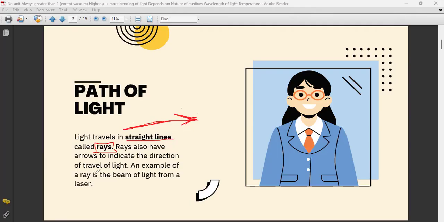An example of a ray is the beam of light from a laser. Laser is an example where we can see the path of light, or the direction in which it is traveling. So we must know that light always travels in a straight line.